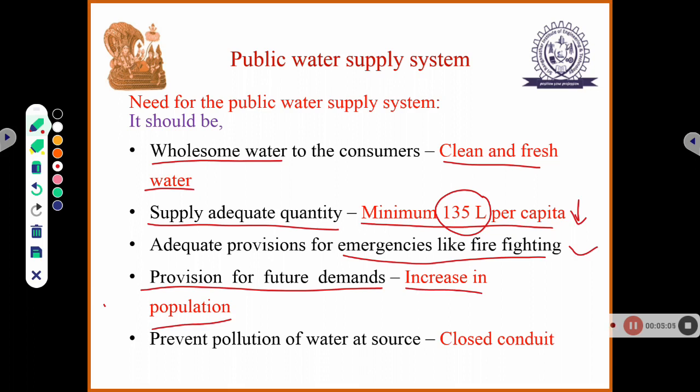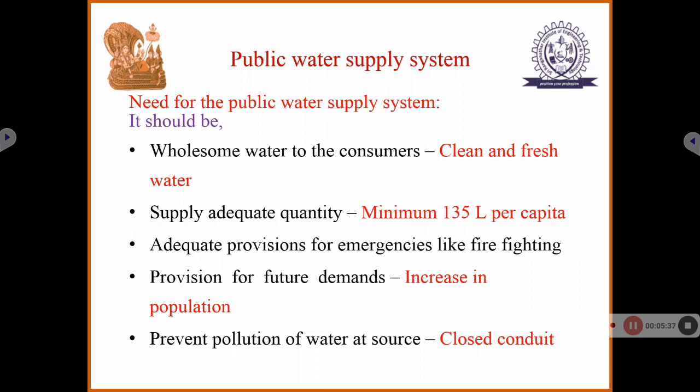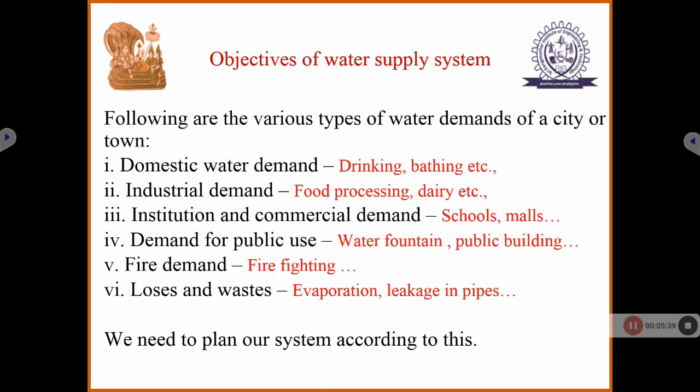Next, prevent pollution of water at the source. We supply the water with the help of a closed conduit. In this, we provide water to the consumer in a pollution-preventing manner. Closed conduit is nothing but a closed pipe. Conduit means pipe. Then the objectives of our water supply system.